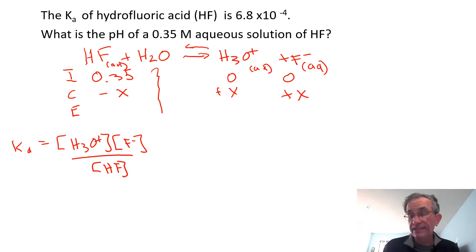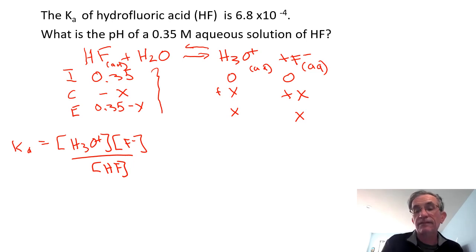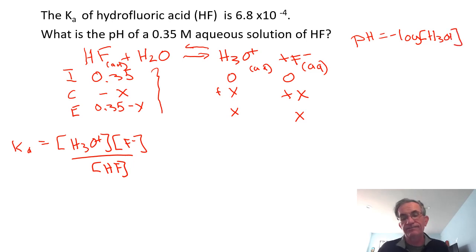So if we put it together, I and C, put those 2 together, it gives you the equilibrium amount. HF starts at 0.35, it goes down by X. Hydronium goes from 0, add up X, it's X, and so is fluoride. All right, so we're really going to solve for the amount of H3O, because once we get the amount of H3O, if we take the negative log of that, that'll be our final answer. That'll be our pH. So X is basically that hydronium amount. All right, so let's go ahead and plug in and solve, okay?